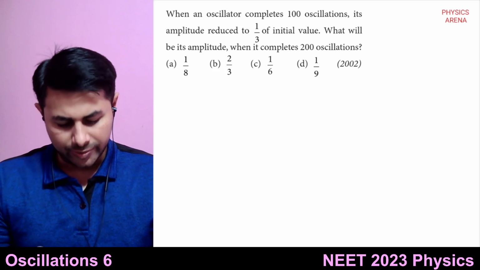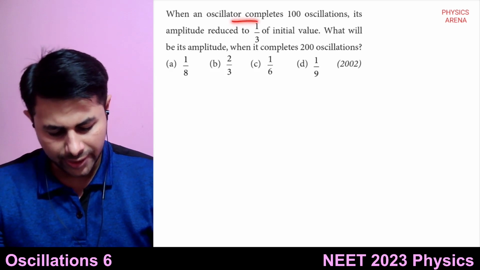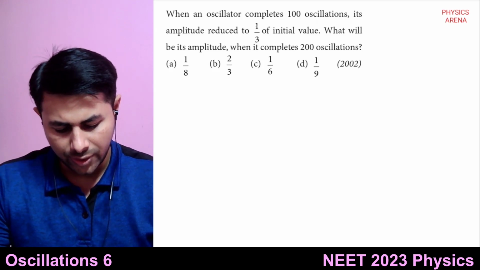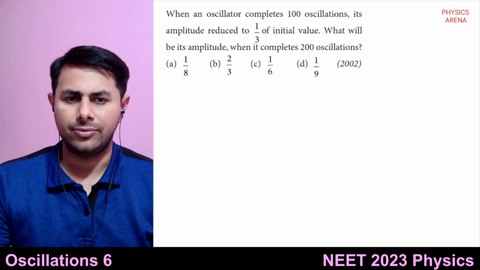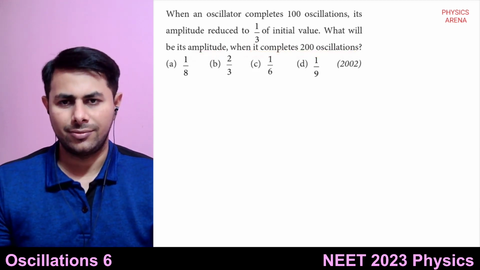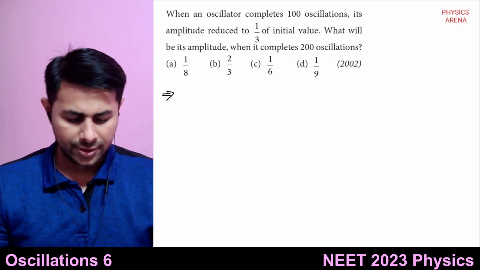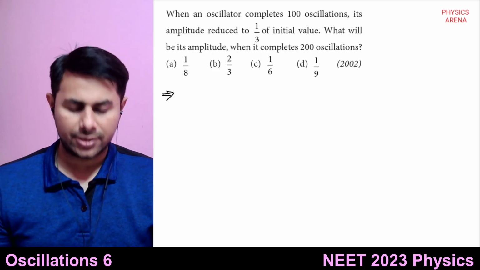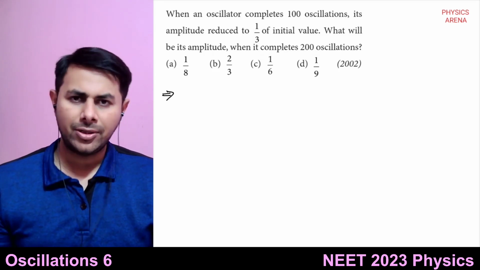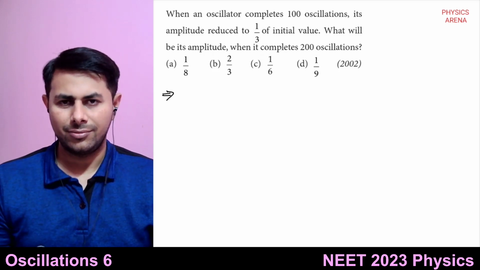So let us solve some simple problems now. When an oscillator completes 100 oscillations, its amplitude reduces to one third of its initial value. What will be its amplitude when it completes 200 oscillations? This is simple. Within 100 oscillations, it reduces to one third of the original value. After 200 oscillations, what will happen? It will reduce to one third of one third, right?